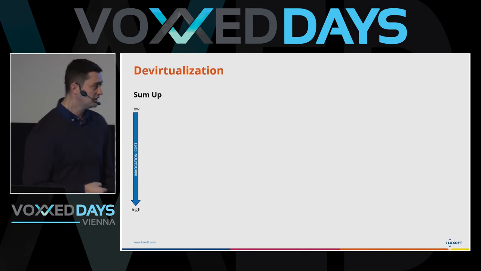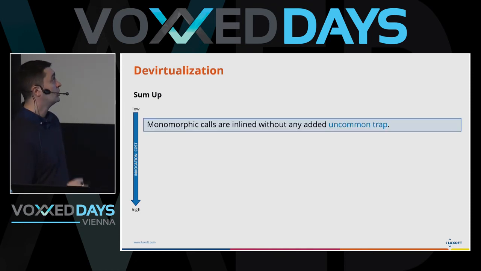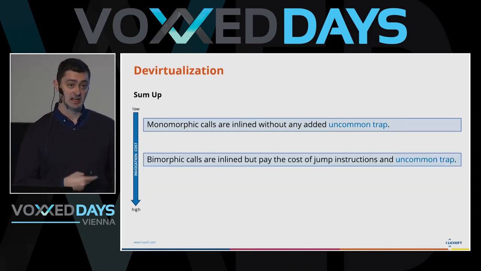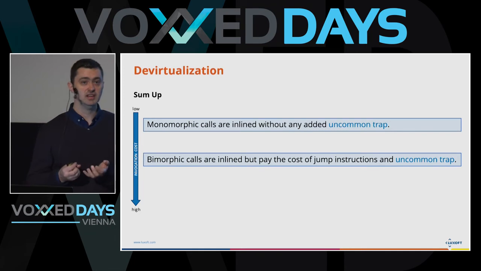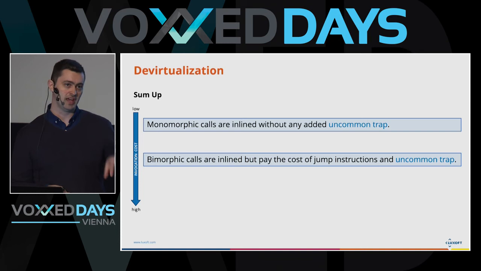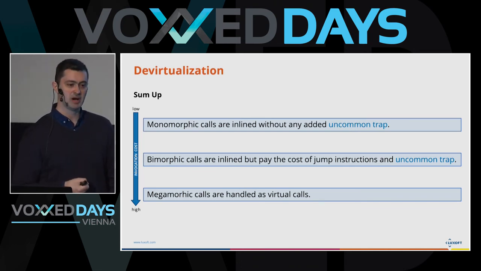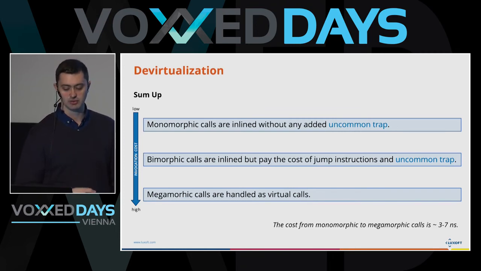If we reiterate, monomorphic calls are inlined without any uncommon trap. Bimorphic calls are also inlined, as we saw, but there is an uncommon trap added in the code. The just-in-time compiler adds a check: if the instance is neither ELG1 nor ELG2, I trigger the uncommon trap. And megamorphic calls are handled as virtual calls. The just-in-time compiler doesn't do any optimization. It just triggers the virtual calls.